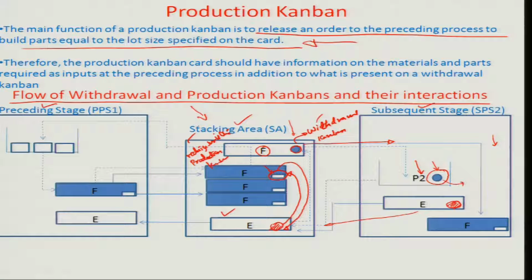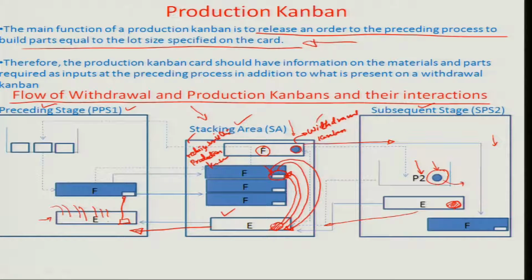Once we have said that there is a withdrawal and a production Kanban in place, you are merely exchanging: the full container gets the withdrawal Kanban, so the circular card moves up here, and the rectangular Kanban comes down to the empty container. The empty container gets transported back from the stacking area all the way to the preceding stage, where the production Kanban it carried is released, and the moment it arrives there, a production plan comes into this preceding stage, material processing starts, and people start filling the empty container and making it full.